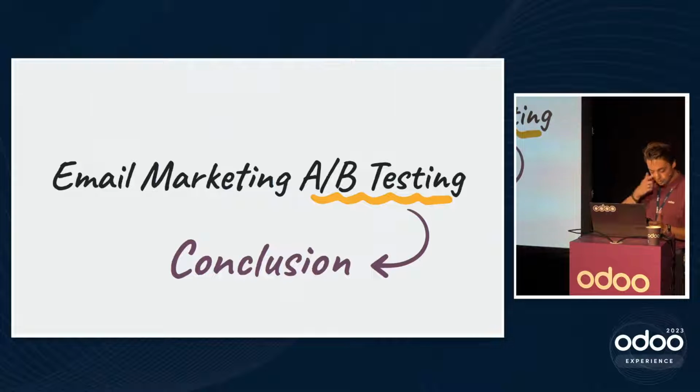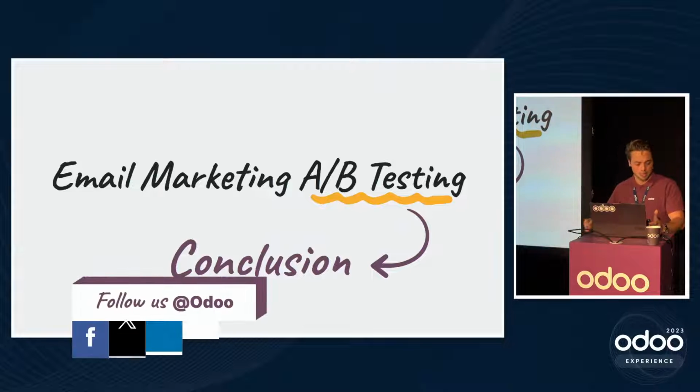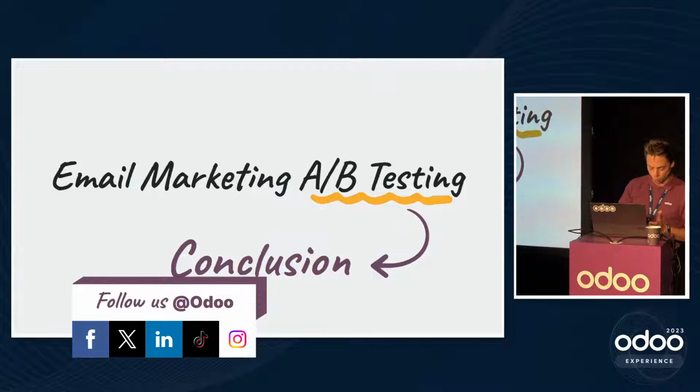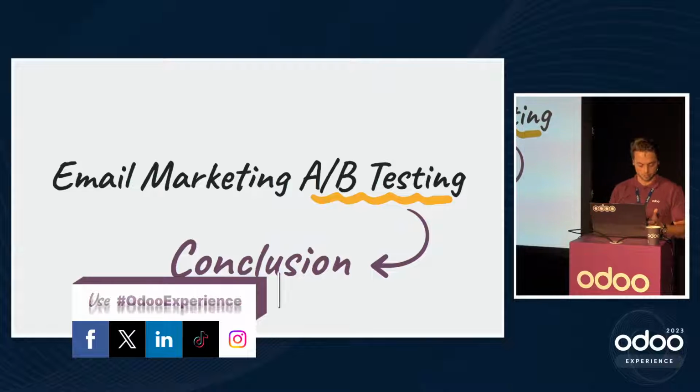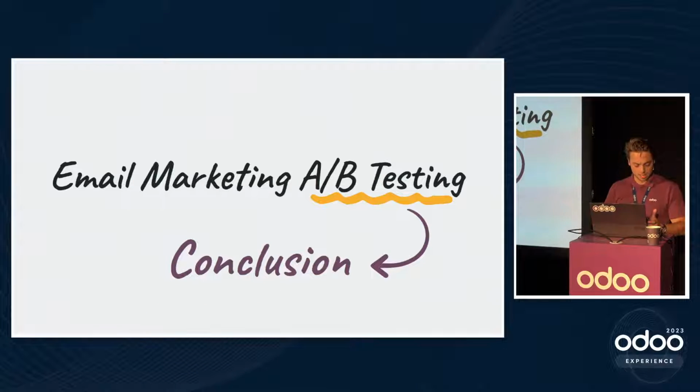As a conclusion, we saw that email marketing is a really powerful tool with numerous benefits. A/B testing with Odoo can help you to improve email campaign performance, and it's essential for optimizing email campaigns and understanding customer behaviors. So I encourage you to implement A/B testing campaigns using Odoo.